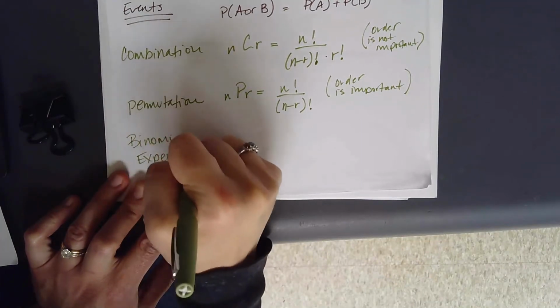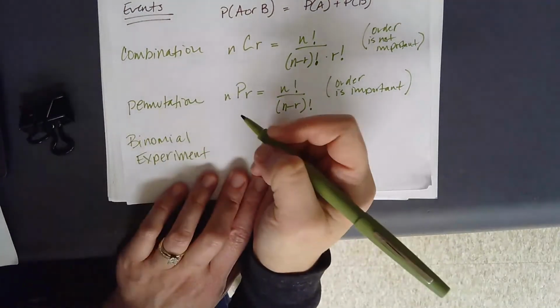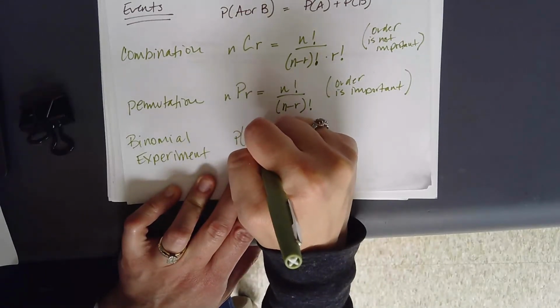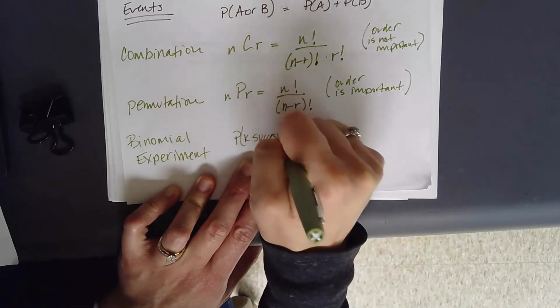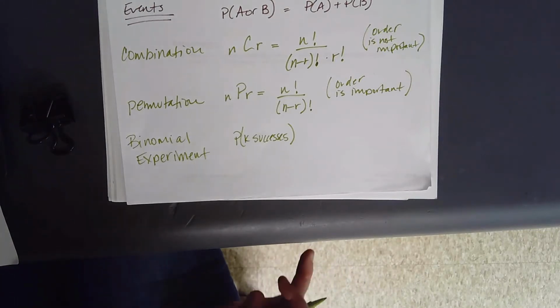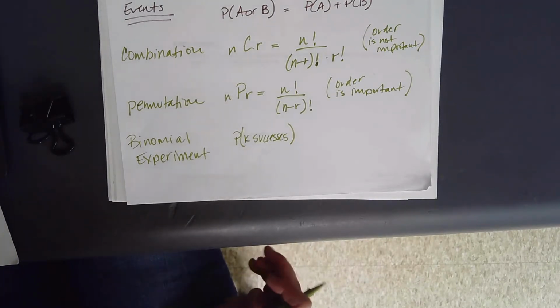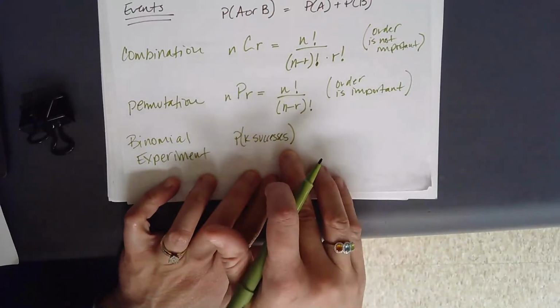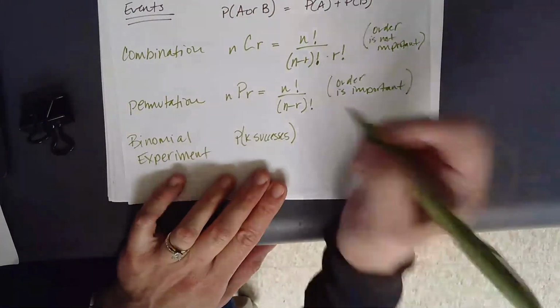So for a binomial experiment, our formula is the probability of k successes. What you're saying here is, if we did a trial out of 20, k successes means what's the probability of getting nothing correct? Like k equals 0. What's the probability of getting 1? K equals 1. What's the probability of getting 2? K equals 2. So what you're looking at is each individual time, I guess.